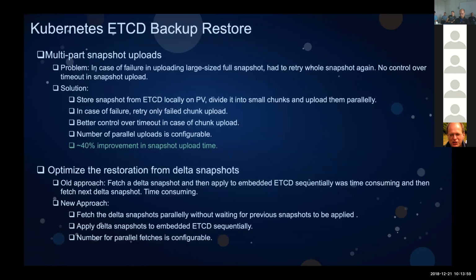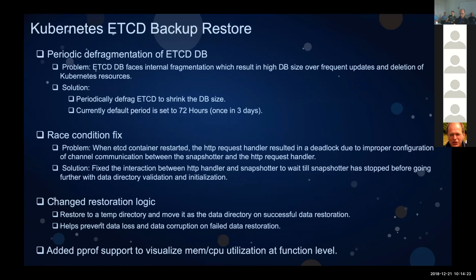We just parallelized it; we added a prefetching mechanism for delta snapshots. So we'll trigger a fetch of delta snapshots, and when the first delta snapshot is getting applied, parallelly there is a fetch happening for the other delta snapshots as well. Earlier it was sequential, so restoration was taking a little extra time. So we have some improvement there.